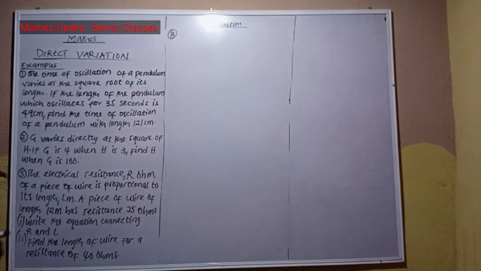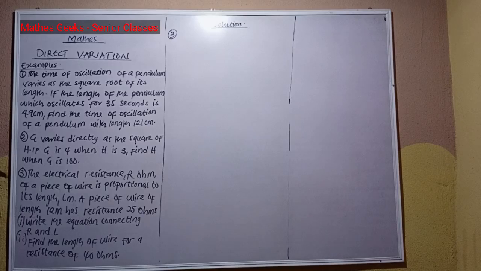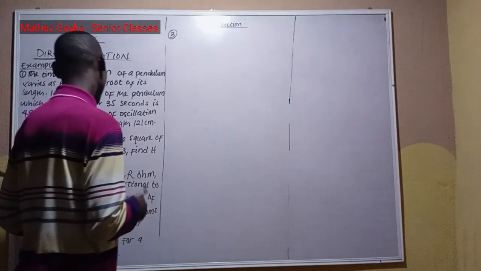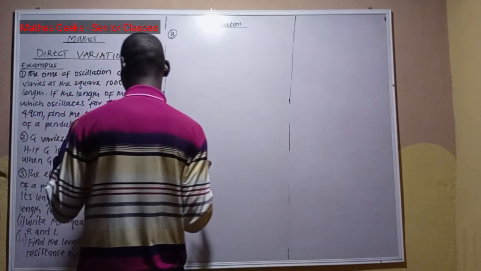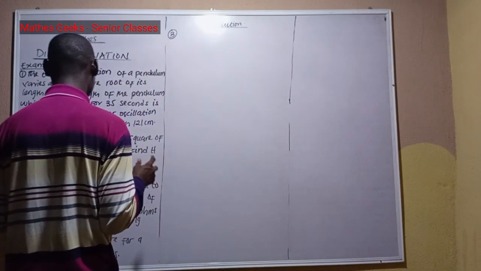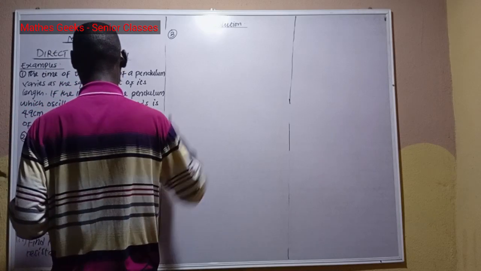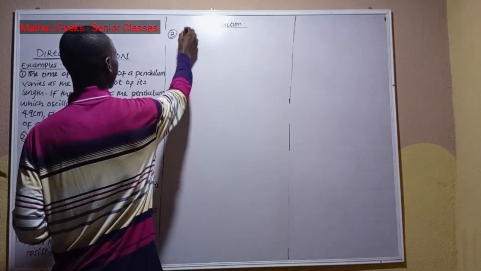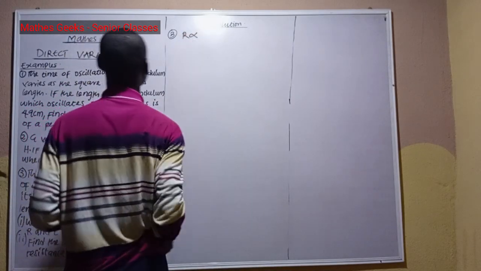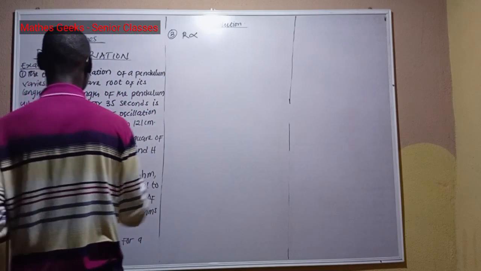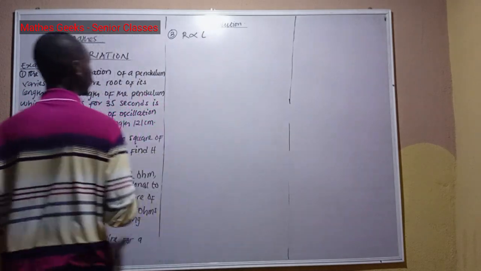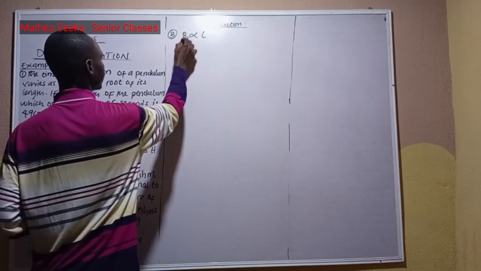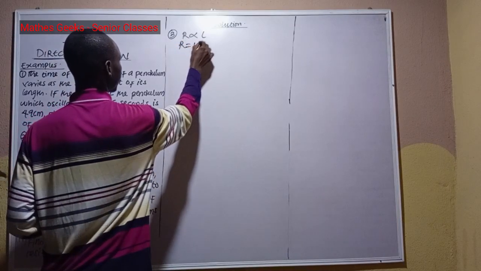The electrical resistance R in ohms of a piece of wire is proportional to its length L in meters. So the two quantities that are proportional, or connected to each other, are the resistance R varying directly as the length L. So R is equal to kL.